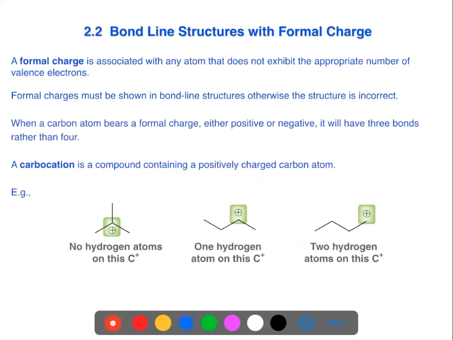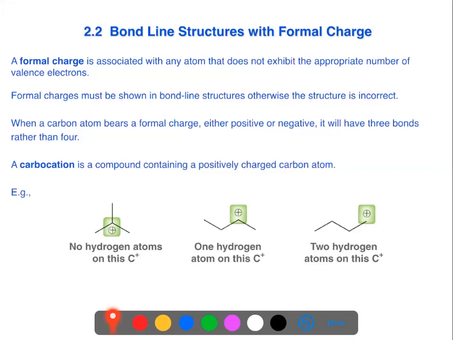Now in this section, we'd like to continue talking about bond line structures, but now introduce you to the concept of formal charge. Formal charge is really a way of assessing whether an atomic center is electron deficient or electron rich. Electron deficient meaning that it has fewer valence electrons than it normally has in its neutral state, or electron rich in that it has an additional electron associated with its valence shell compared to its neutral state.